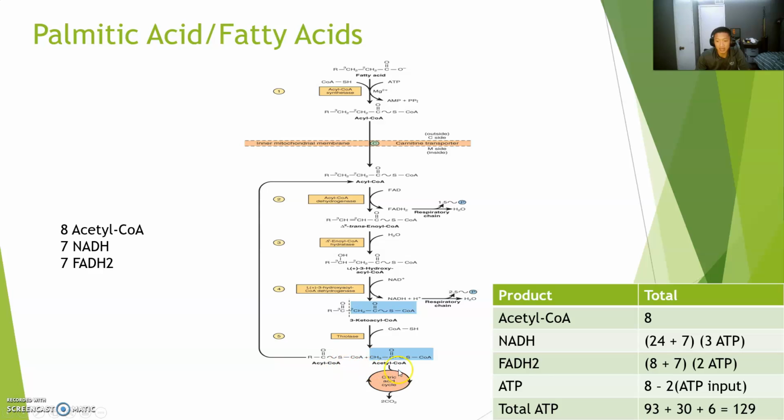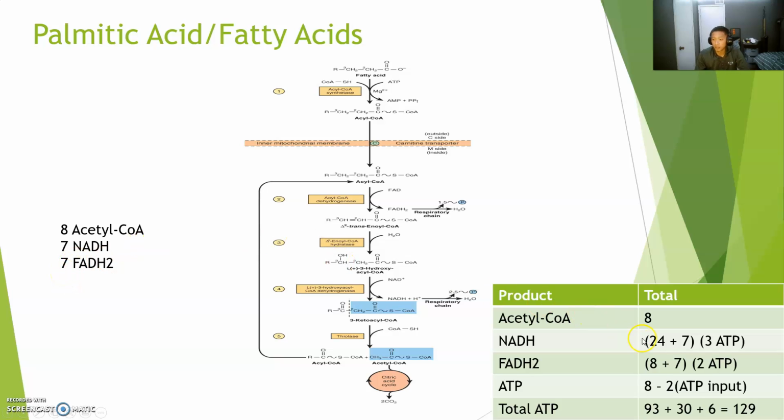So it's going to leave us with 8 acetyl-CoA. And then during each cycle of this, 1 FADH2 and 1 NADH are going to be formed, and also 1 ATP is going to be formed. So that's going to leave us with 8 total acetyl-CoAs, 7 NADHs, and 7 FADH2s. Also 8 ATPs. I'm sorry.